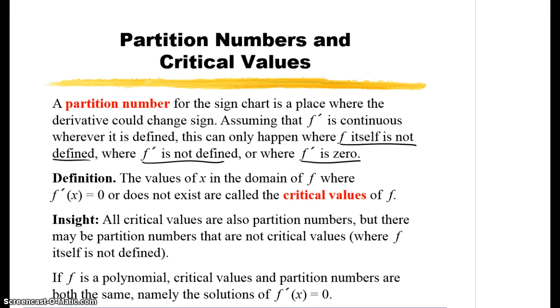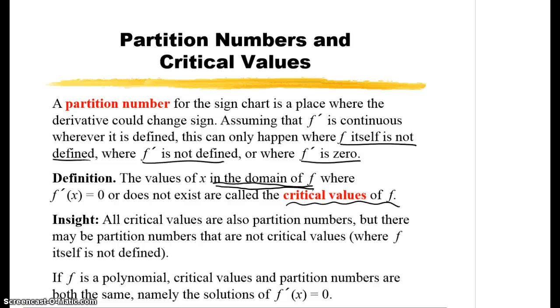So the formal definition is the values of x in the domain of f, where f prime equals 0 or does not exist, are called the critical values of f. I want you to be very careful with this definition and notice one important key phrase: the values of x in the domain of f. So you have to be in the domain of the function whenever you're considering x values to be critical values. Okay? All critical values are also partition numbers, as already mentioned. But there may be partition numbers that are not critical values.